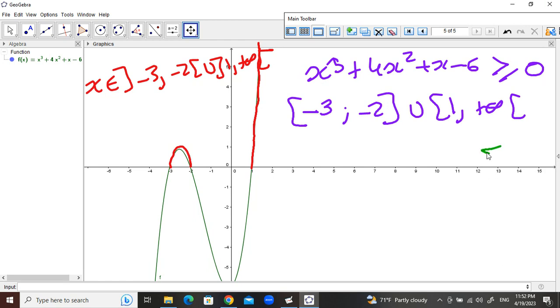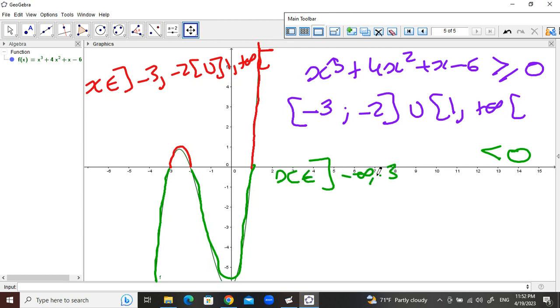And if it was less than 0, it means I need the negative part, all the parts under the x axis. So how are we going to write the interval? We always start from left to right. It's minus infinity, minus 3, union, now here it's positive, minus 2, 1, union, and that's it.